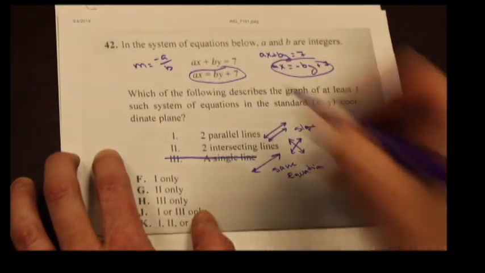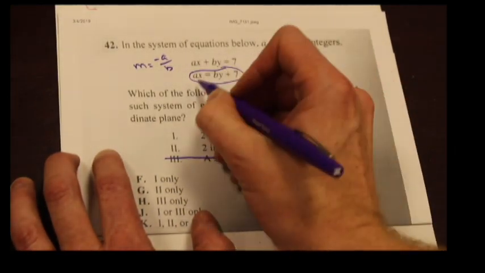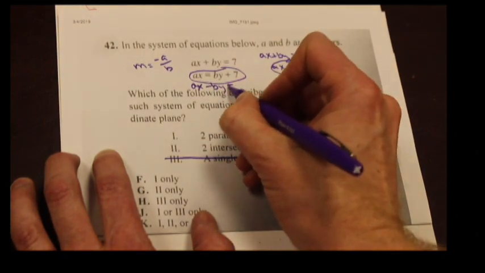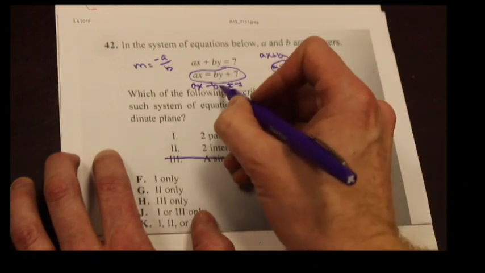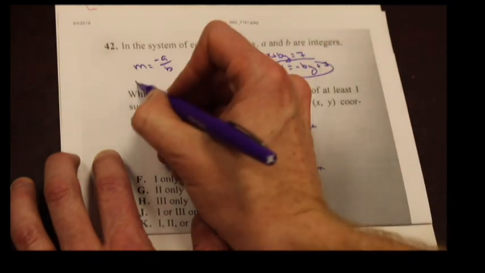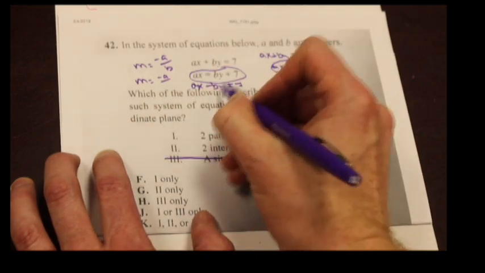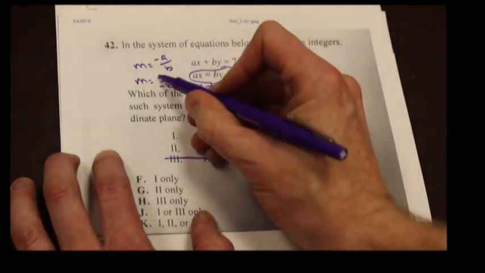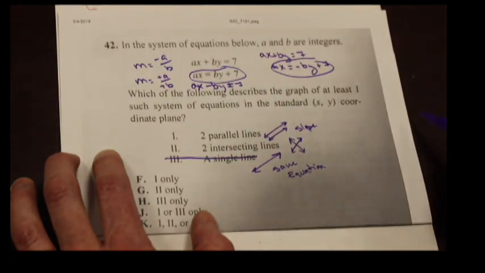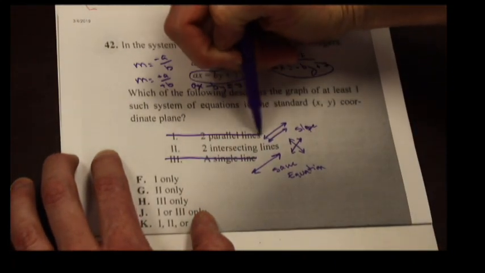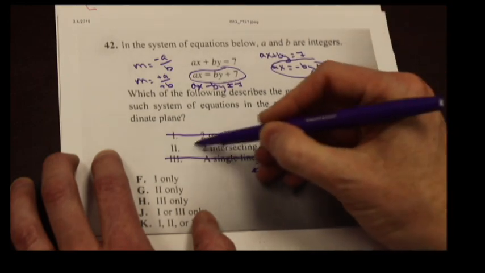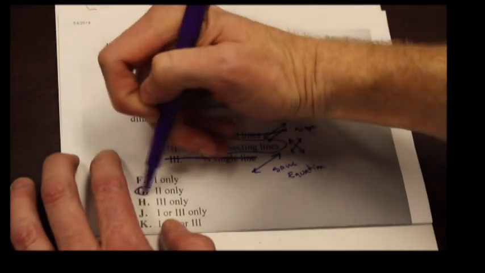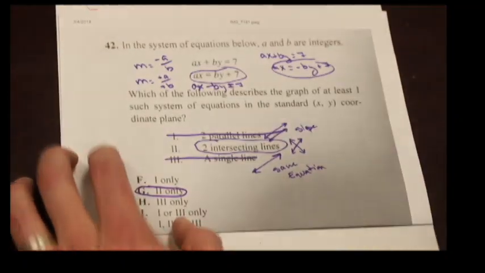The second formula, if I move this by over, ends up being ax minus by equals 7. So now if I take my negative a over this negative b, a negative divided by a negative will be positive, so this ends up being positive a over positive b. Their slopes are different, therefore we can't have two parallel lines, leaving us with just two intersecting lines as the only option. From there I'm going to circle G, number 2 only, and we're done.